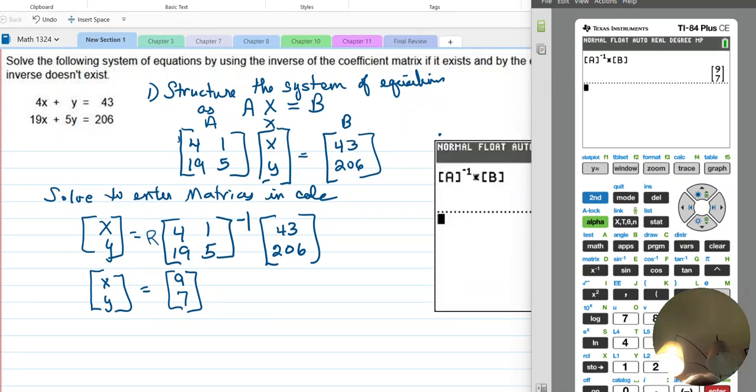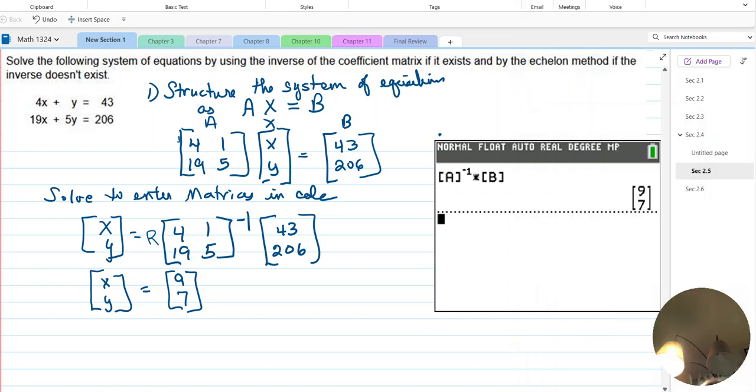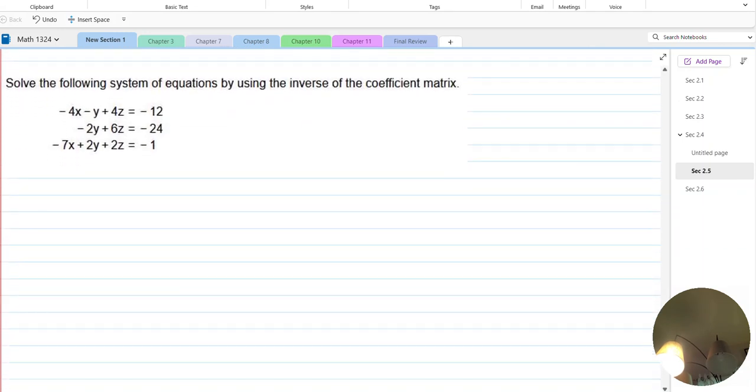We have it. Okay, so let me put that down. So what does that mean? In this matrix, X equals the 9 and Y equals the 7. All right. Now here we have a 3 by 3, and we're going to have a 0 placeholder.